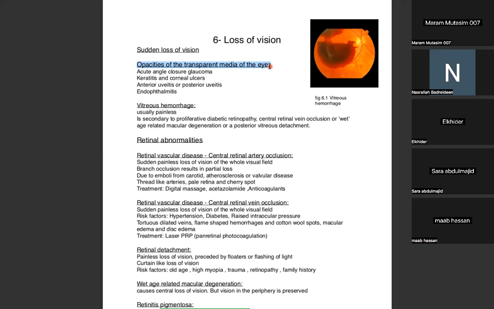It's okay. So an eye has some specific parts that are supposed to be clear. If something wrong happens in any of these clear parts, that is also one of the causes of loss of vision. Some of the things we've already mentioned are keratitis and corneal ulcers, anterior uveitis or posterior uveitis. Endophthalmitis is basically just inflammation of all of the parts of the eye. If there's any form of inflammation to any specific part of the eye that's supposed to be clear, it's going to be causing loss of vision. There's also angle closure glaucoma, we're going to talk about it later.